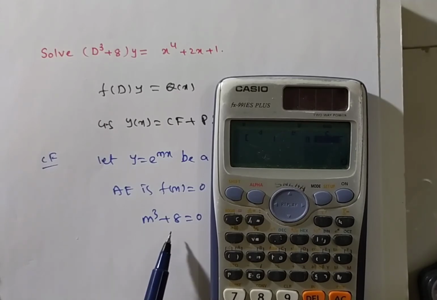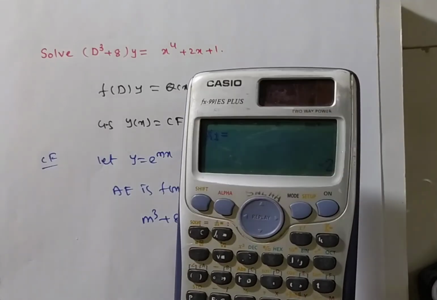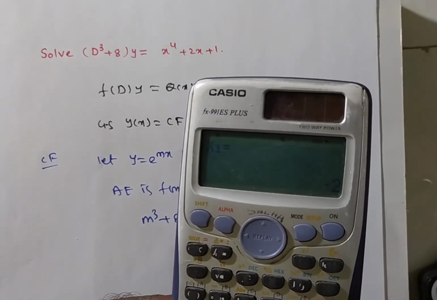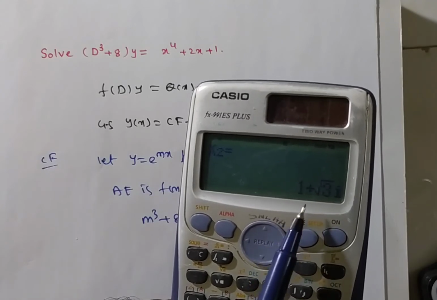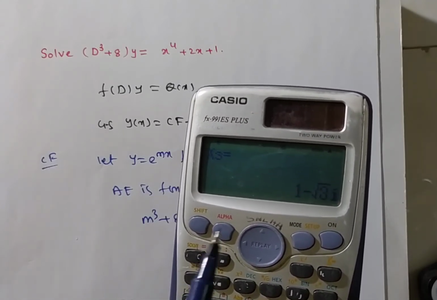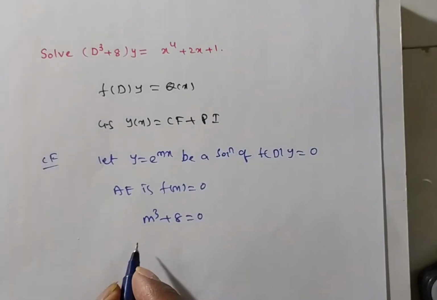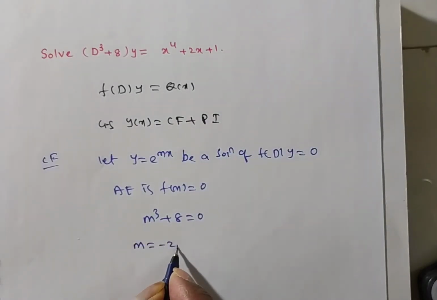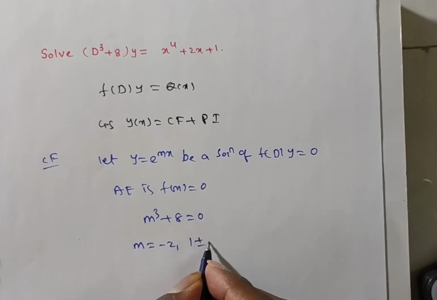Next, is there any m term? No. So 0. And the constant you have, what is the constant here? 8. So press 8, then the equals button. Again you press the equals button. Then you will have x1 = -2, nothing but m1 = -2. Next x2 = 1 + √3i. What about the third root? 1 - √3i. So I can write m = -2, 1 ± √3i are the roots.